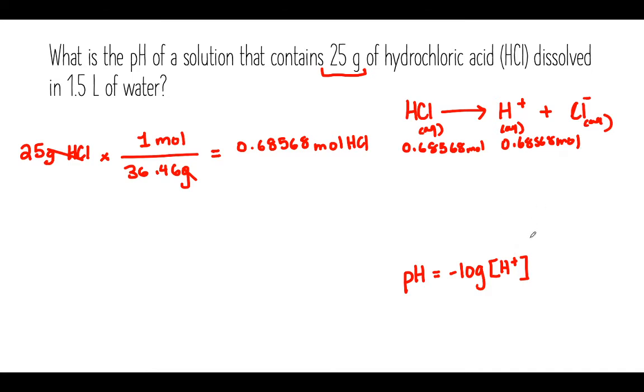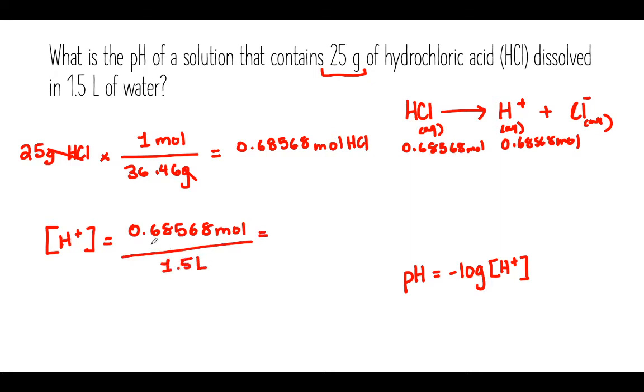So I have the moles of H+. Now, how do I figure out the concentration of H+, right? So remember that the concentration of H+ is equal to our moles of H+, 0.68568 moles, divided by our liters, which is 1.5 liters. Now, when I divide these two numbers, I am going to get 0.45712 moles per 1 liter, right? So this is my concentration. Now, this is the number that I'm going to be inputting into my pH formula.